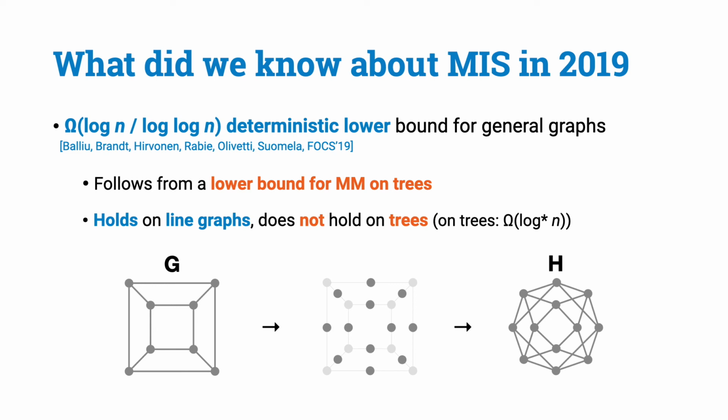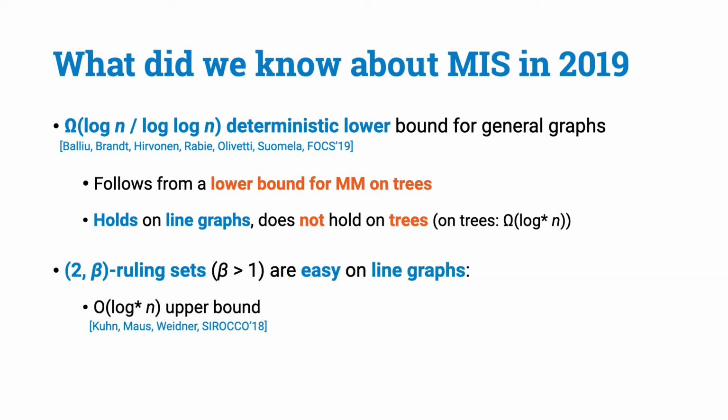The line graph H of a graph G is constructed as follows. We put a node in H for each edge of G, and we connect two nodes of H if they are connected to the same node in G. Hence, this lower bound for MIS does not hold on, for example, trees, but it only holds on line graphs. To recap, we wanted to understand 2-beta ruling sets, but we already knew that we could not just adapt the existing lower bound, since on line graphs it was known that 2-beta ruling sets for beta strictly larger than 1 could be solved very efficiently, that is, in just log star n rounds.